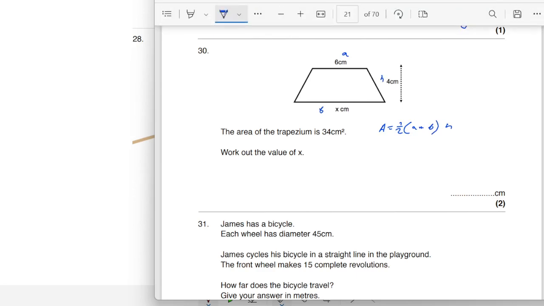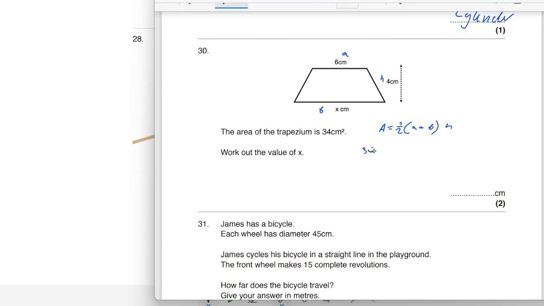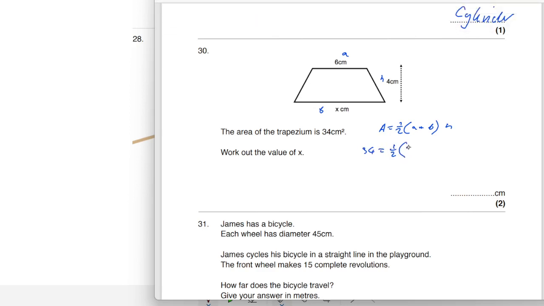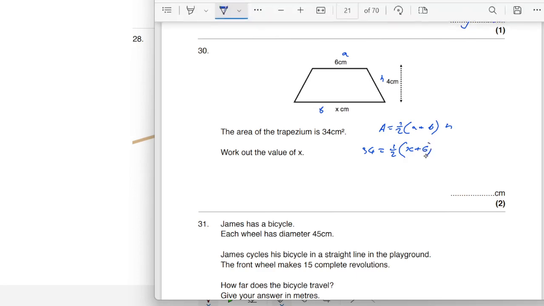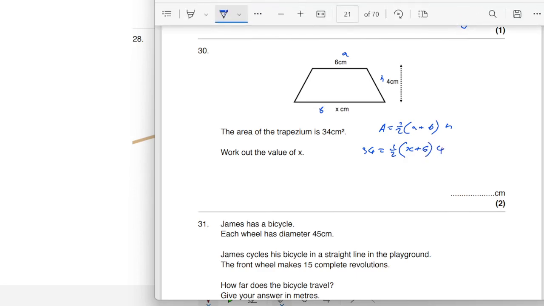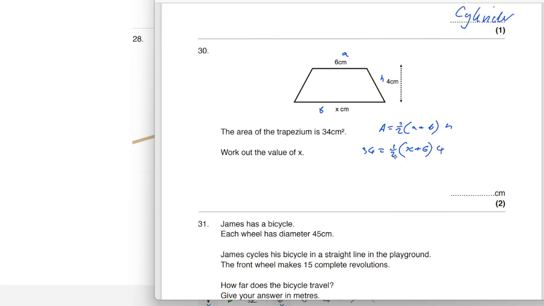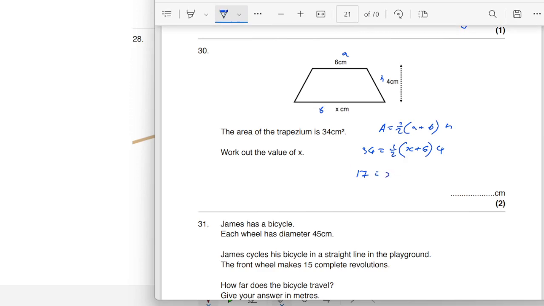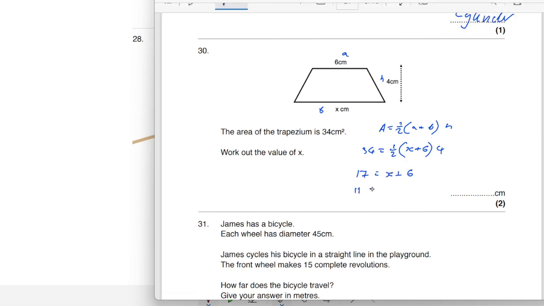If I substitute in what's known, then 34 is equal to a half of (x plus 6) times 4. Then I need to rearrange to solve. A half of 4 is 2. 34 divided by 2 is 17. So 17 is equal to x plus 6. Minus 6 from both sides, 11 is equal to x.